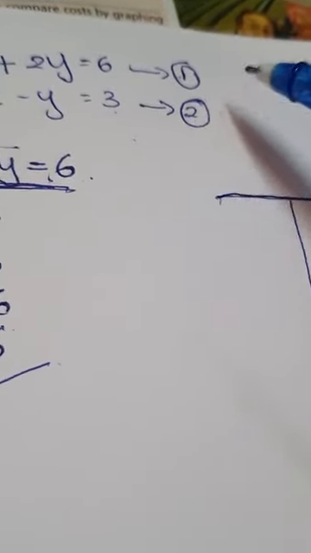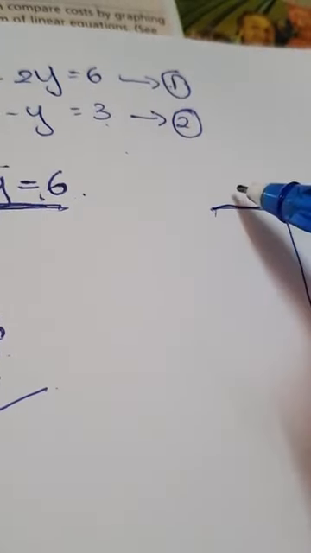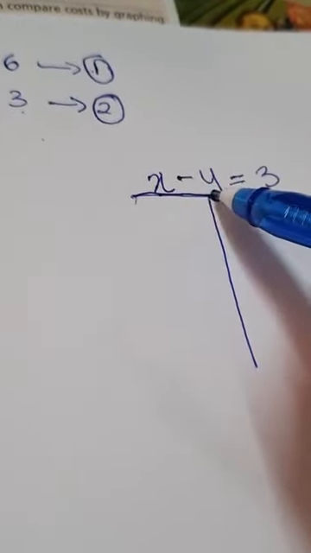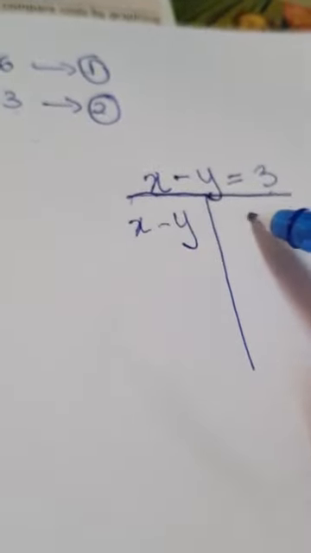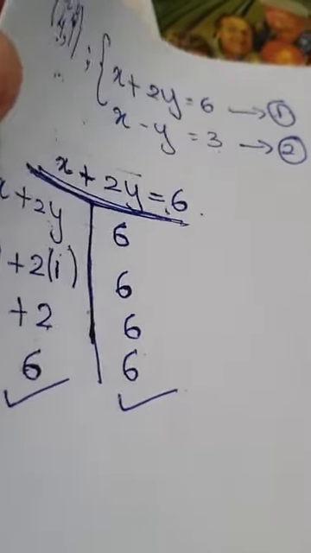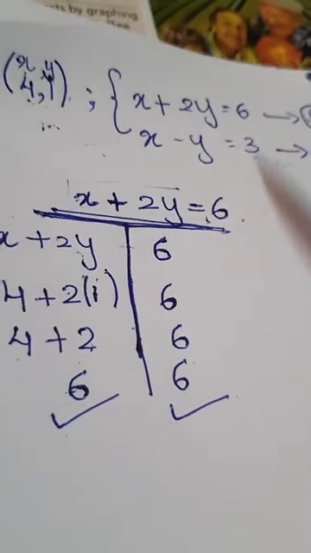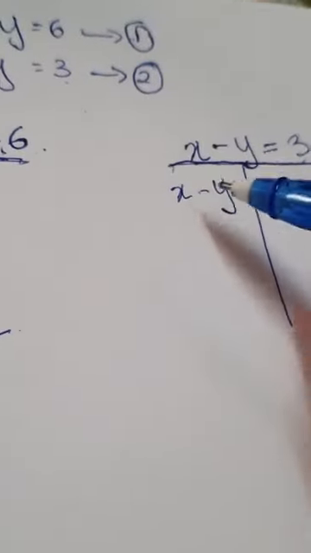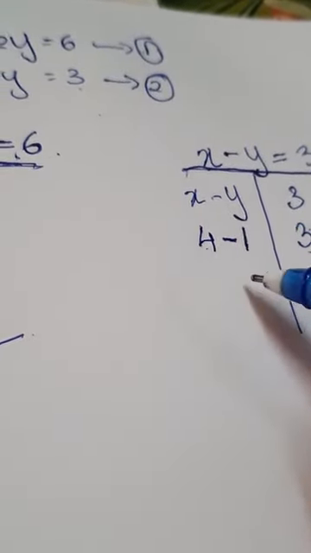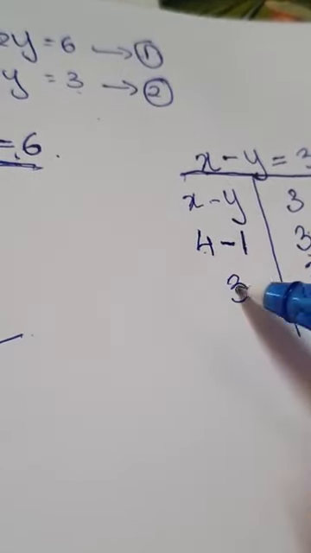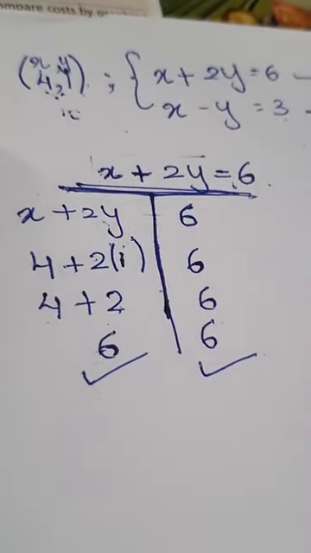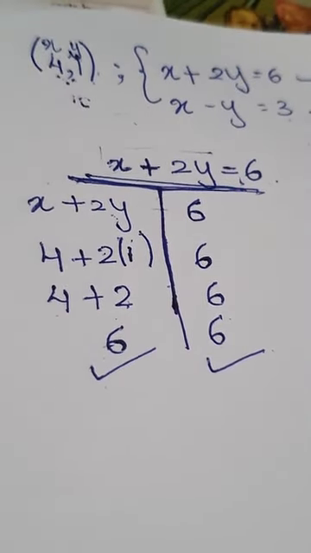So what's equation number 2 which they gave us? x minus y equals 3. So we write x minus y, and it should give us 3. What is x? x is from the ordered pair. So x is 4, y is 1. In place of x we write 4, in place of y we write 1, and we always write 3 because in the system it's 3. So 4 minus 1 is 3. This side is 3. Are the two sides equal? Yes, they are, which means this ordered pair 4 and 1 is a solution for these two equations. I hope it's clear.